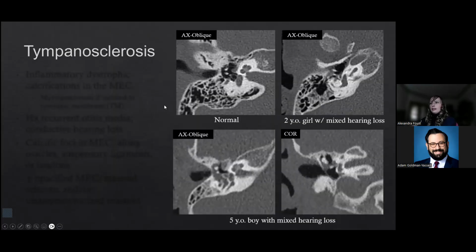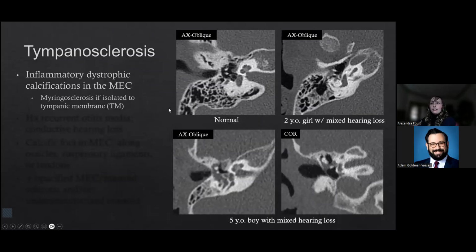Okay, now we'll talk about tympanic sclerosis or tympanosclerosis. And this is basically inflammatory dystrophic calcification that occurs in the middle ear cavity. Myringosclerosis is sort of like a very subtle flavor of tympanosclerosis that only involves the tympanic membrane, whereas tympanosclerosis refers to involvement of more than just the tympanic membrane. Usually it'll show up in the setting of recurrent otitis media, and once you have involvement beyond the tympanic membrane of sclerosis, you can start to have clinical presentation with conductive hearing loss.